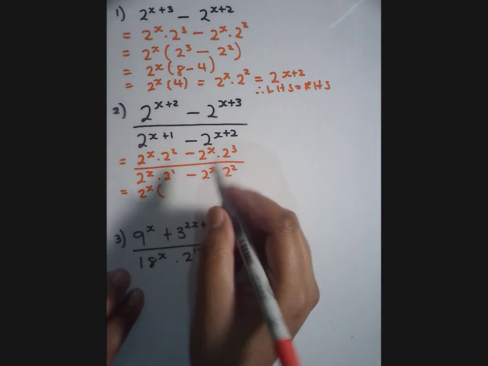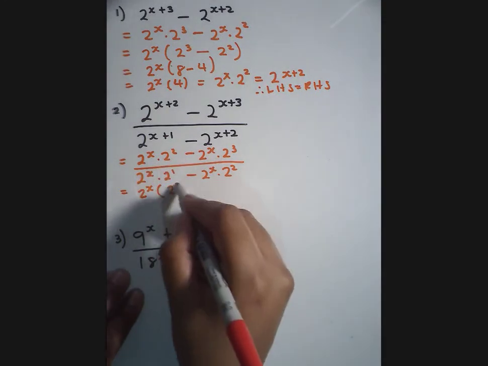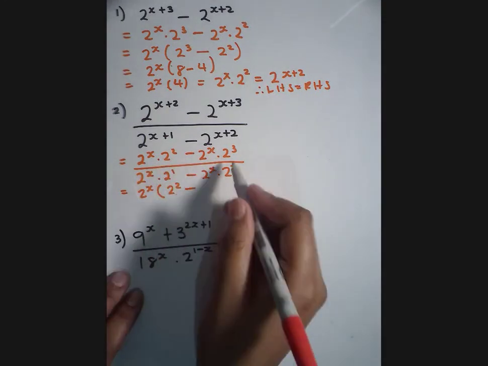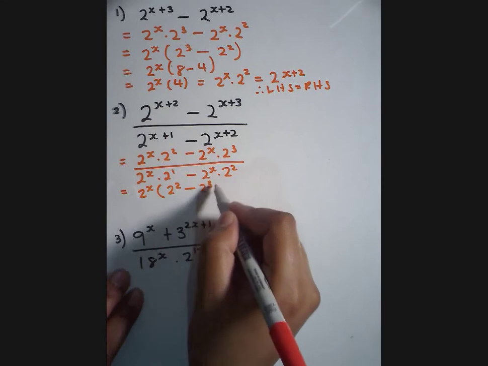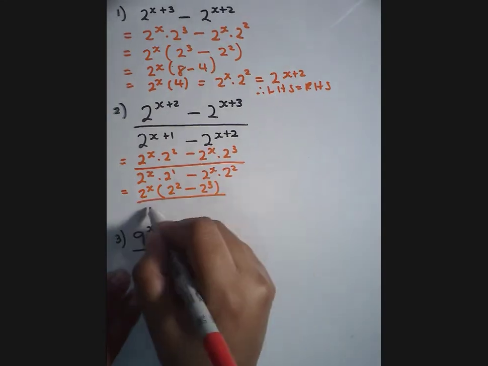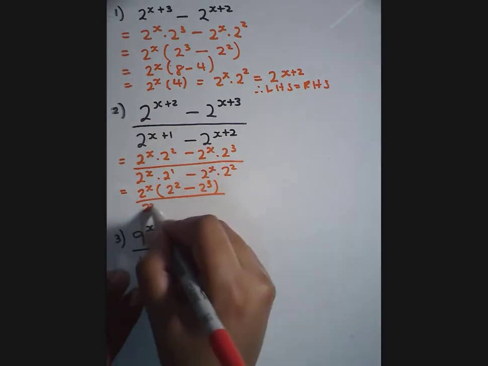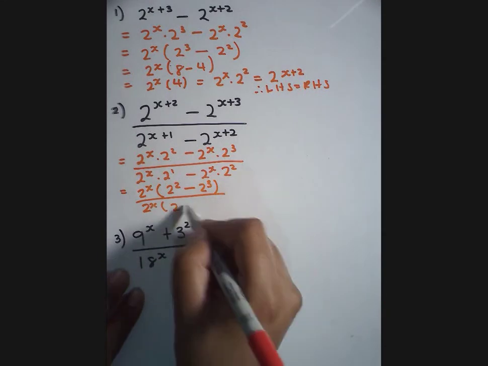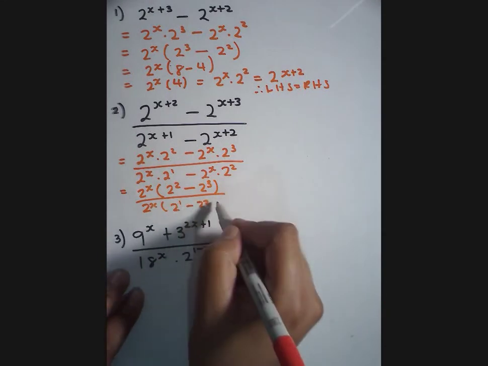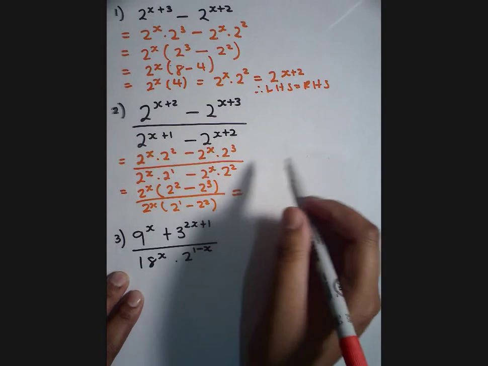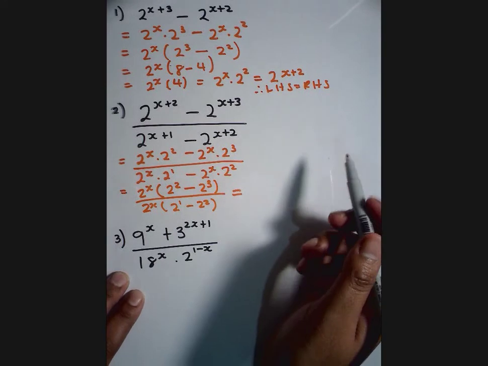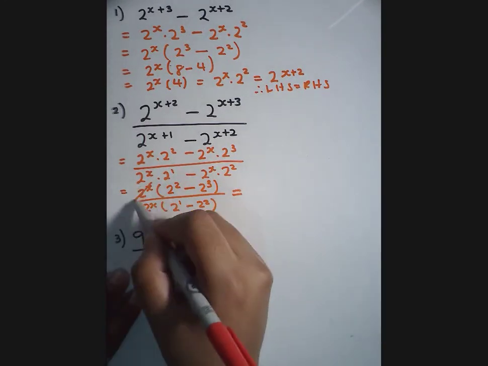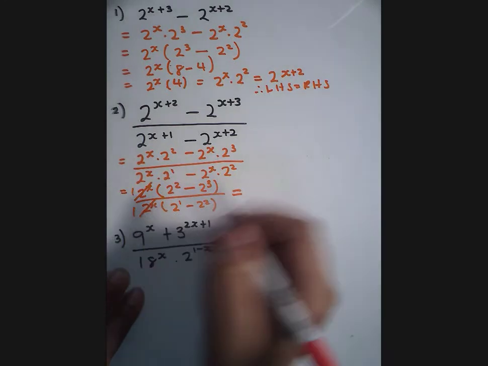When I get rid of it, I'm left with only 2 to the power of 2 for the first one, and for the other one, minus, I get left with 2 to the power of 3. And I say all over, what's common at the bottom? 2 to the power of x. I'm left with 2 to the power of 1 minus 2 to the power of 2. And then I say, okay, now because there's only multiplication occurring, I cancel out like terms, so this cancels out with this, and then I'm left with these numbers here.